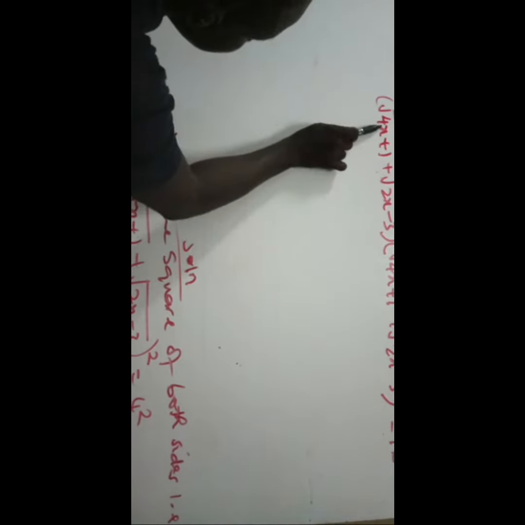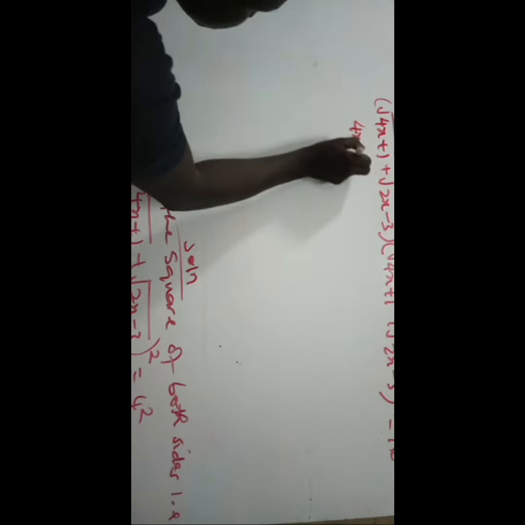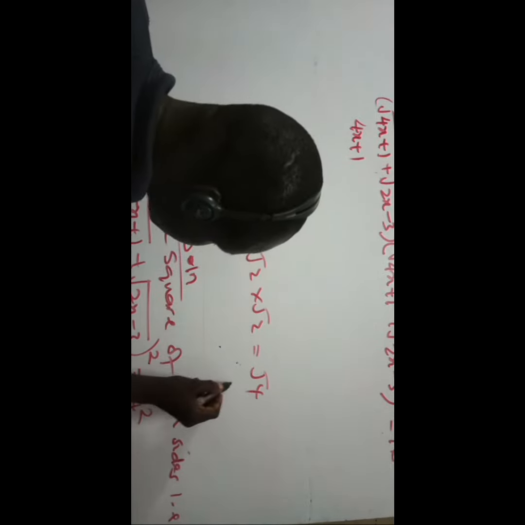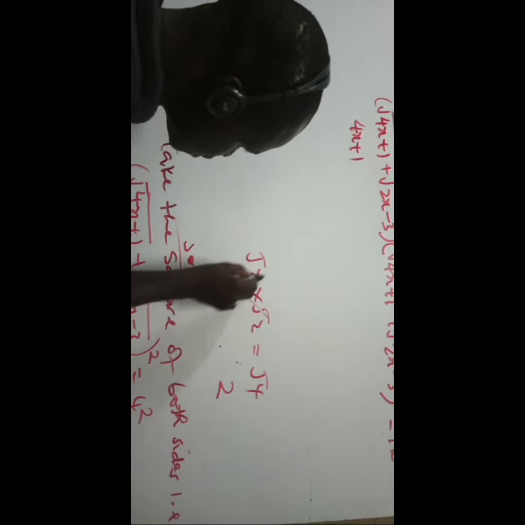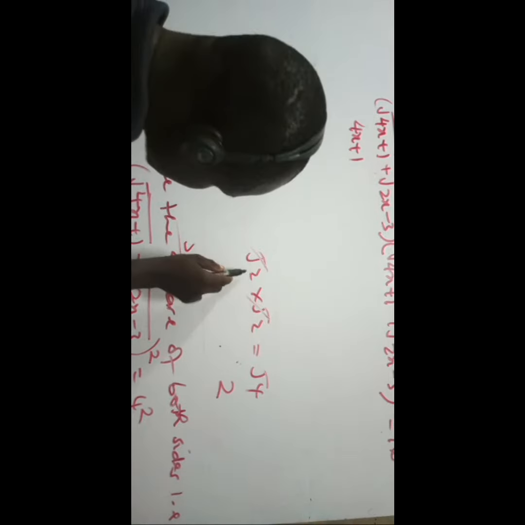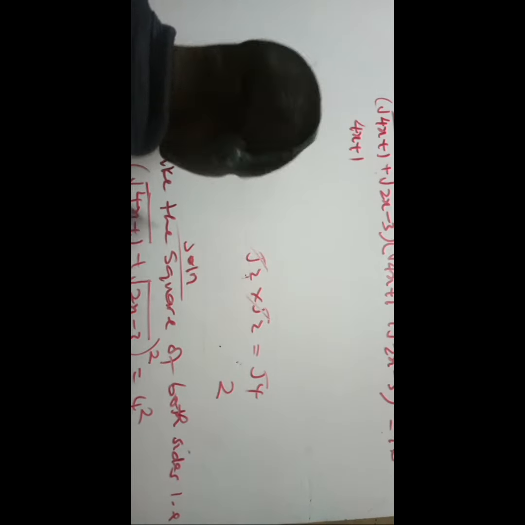So I'm going to expand this now. This times this, square root will take care of square root, and I'm going to have 4x plus 1. Just like when you have square root of 2 times square root of 2, it's not 2 root 2; it simply means that when you have square root of the same thing, just let the square roots take care of each other and take just one of the value. So that is what will happen.